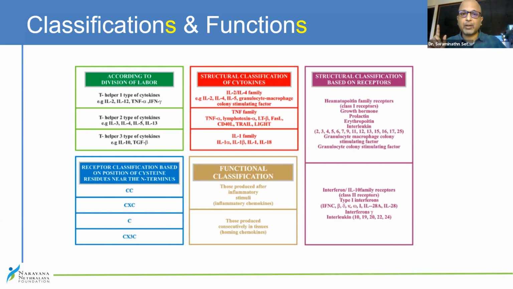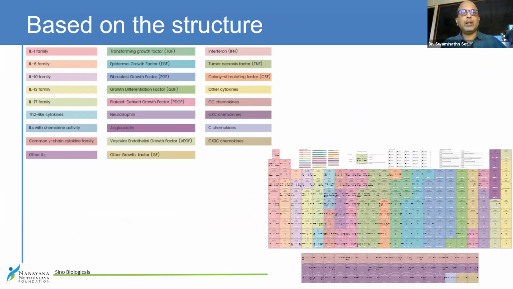But it's always easy for us to remember function, because you can always relate it to an organ system or a disease. But if you look at the bottom right, I just put it for visual appeal. It looks like a periodic table, isn't it? But this is based on structure. All the different cytokines have been grouped based on their families, their molecular and structural similarities. But this is going to be very difficult to remember.